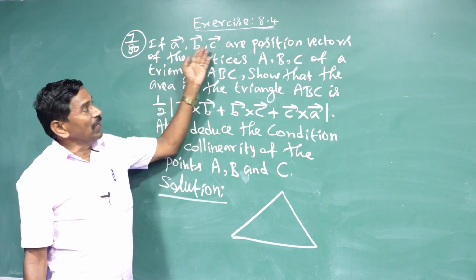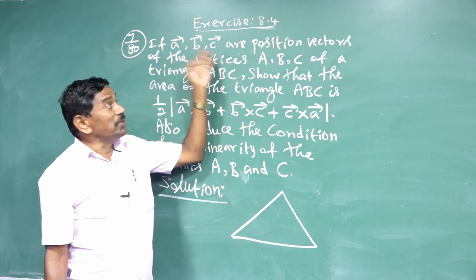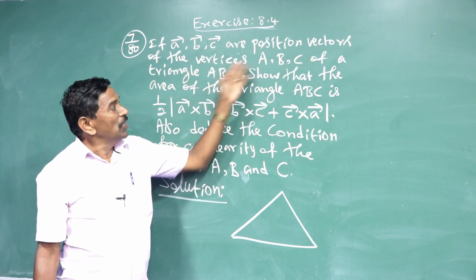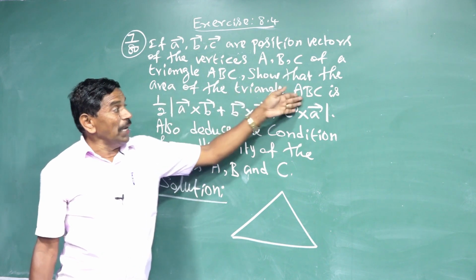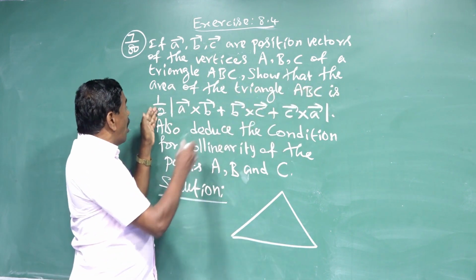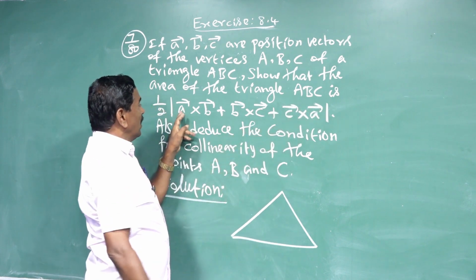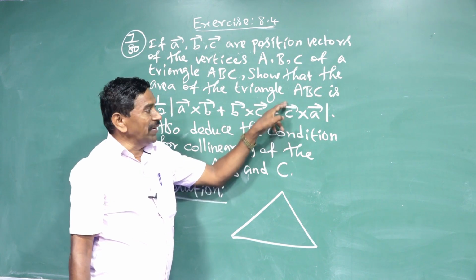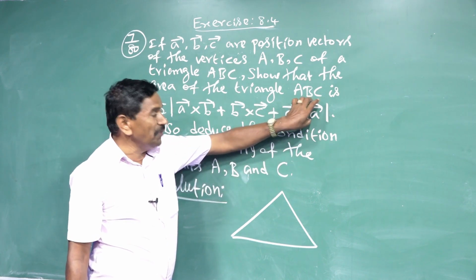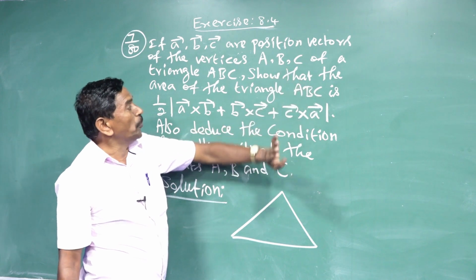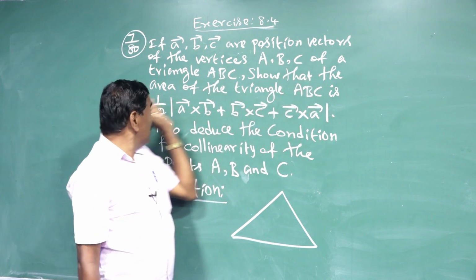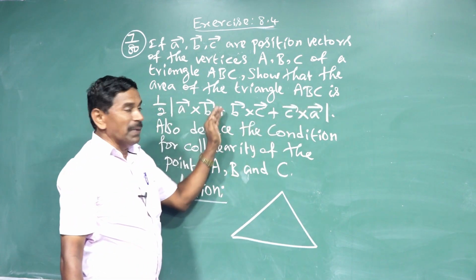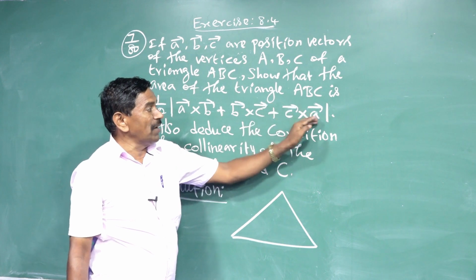Now exercise 8.4, seventh sum. If a vector, b vector, c vector are position vectors of the vertices A, B, C of a triangle ABC, prove that the area of the triangle ABC is half into modulus of a vector cross b vector plus b vector cross c vector plus c vector cross a vector. That is what we want to prove.